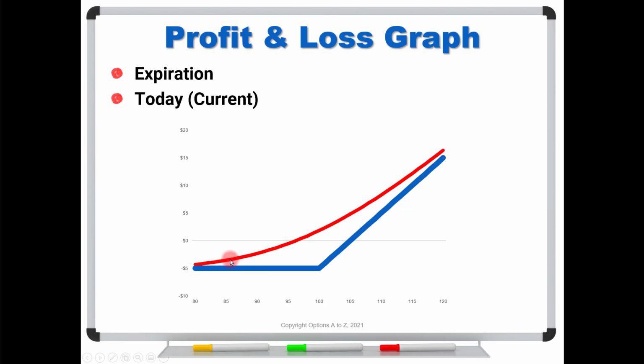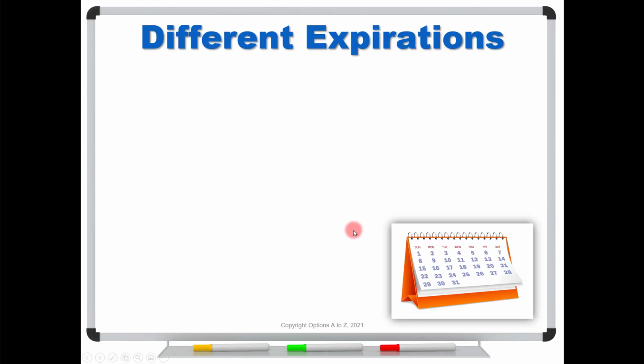So of course, as time goes by, this red curve is going to slowly sink down into the blue curve. And then right on the expiration bell, it just becomes that blue curve. So this is the way that most of the graphs look when you're looking at a single expiration. But this is not true when you have different expirations.